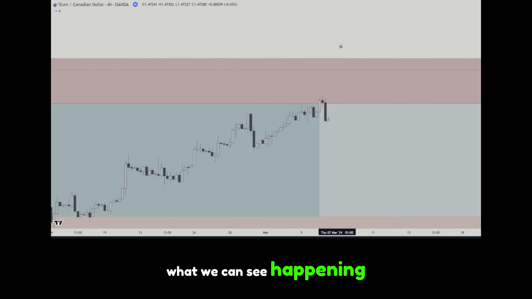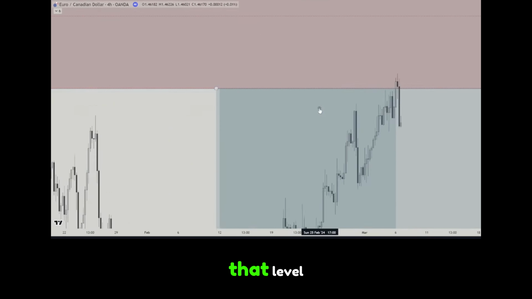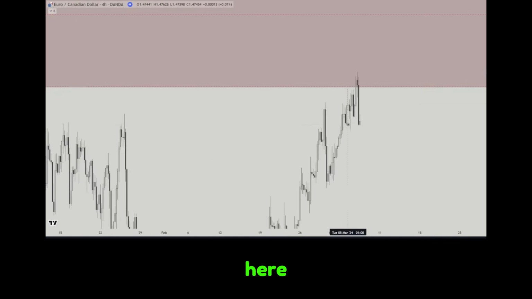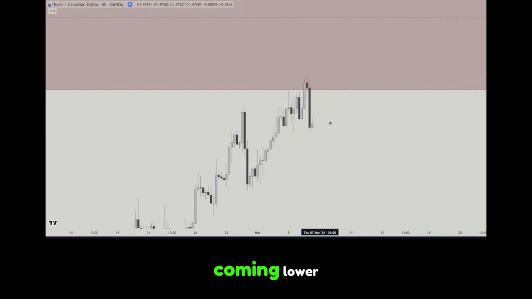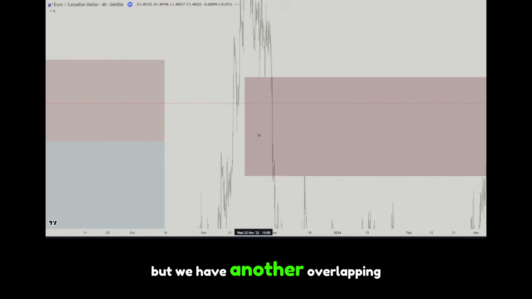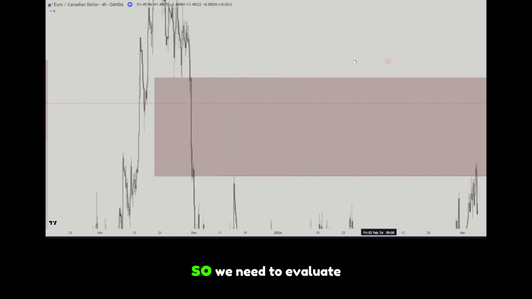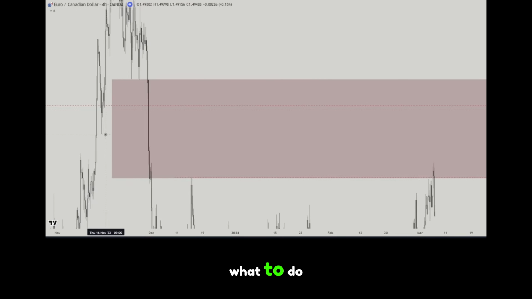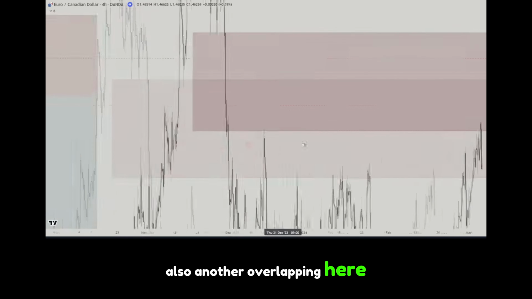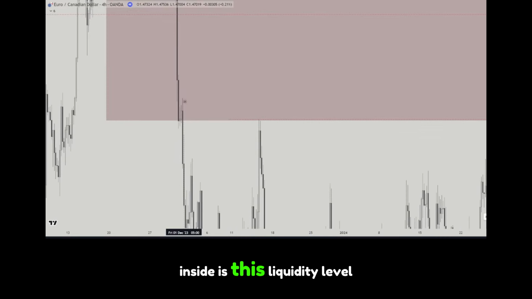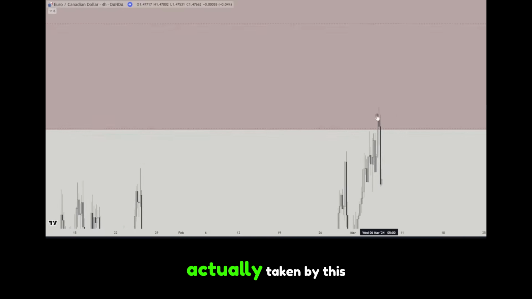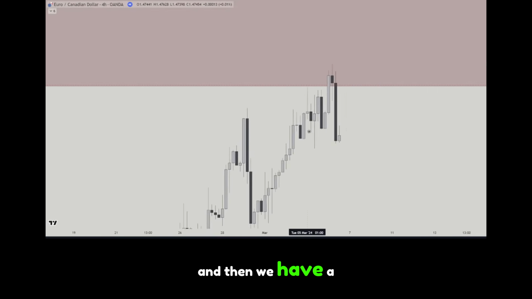What we can see happening is that we actually reached that level. Let me actually remove this here. We actually reached that level, coming lower, but we have another overlapping PD array here. So we need to evaluate that. What we see here inside is this liquidity level actually taken by this. And then we have a clear market structure shift closing below this low.